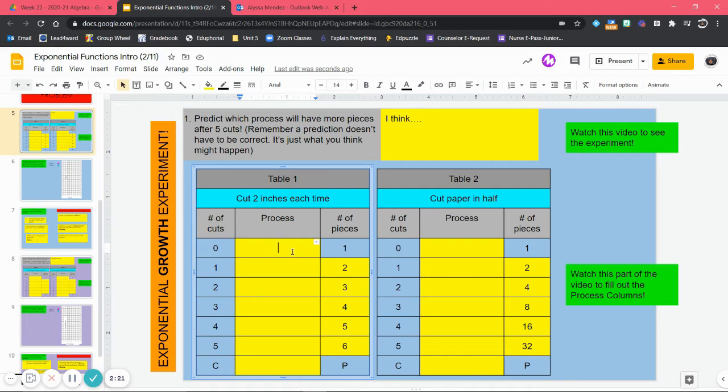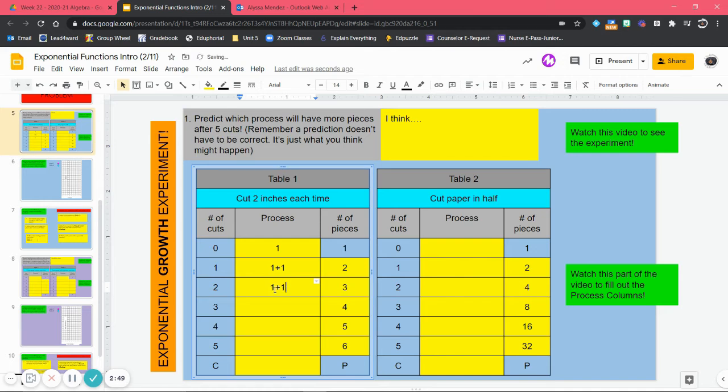The process column is going to help us get the equation, and we're going to start off with, well, no cuts. I had 1 piece of paper. After 1 cut, I had the first original piece of paper. I cut off 2 inches. So mathematically, to get to about 2 pieces, I'm going to add 1. So 1 plus 1 equals 2 pieces. So far, so good. Add my original piece of paper.